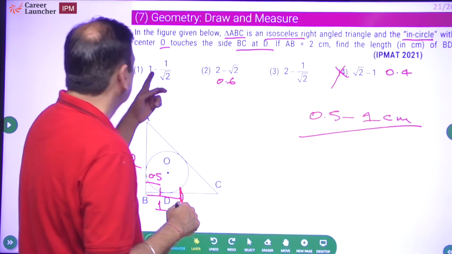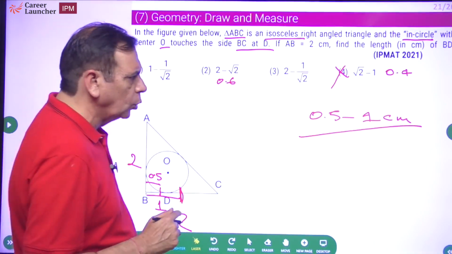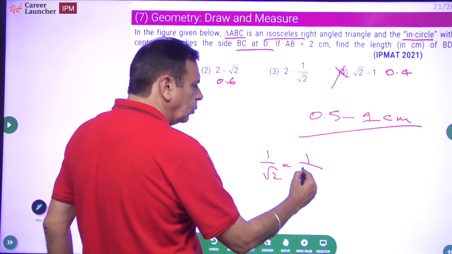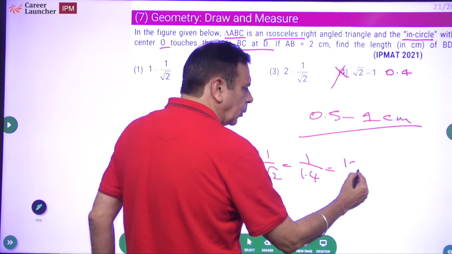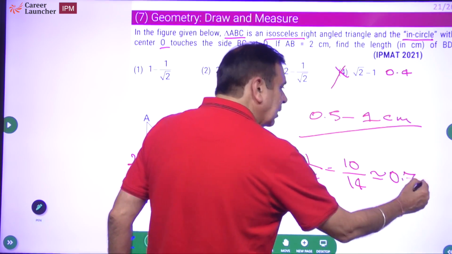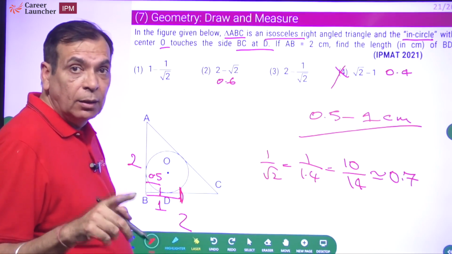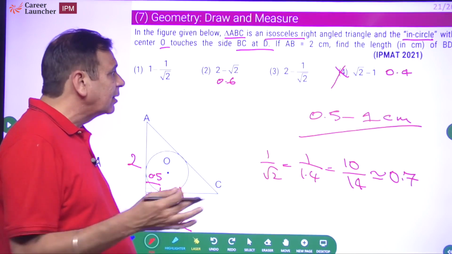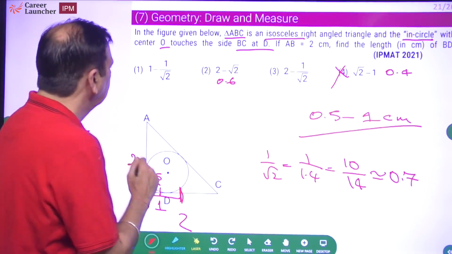Now 1 upon root 2 and 1 upon root 2. How much is 1 upon root 2? 1 upon root 2 will be 1 upon 1.4 or 10 upon 14, approximately 0.7. So please get used to approximating. One of the mistakes students commit is they don't approximate and try to calculate the exact answer and waste a lot of time.